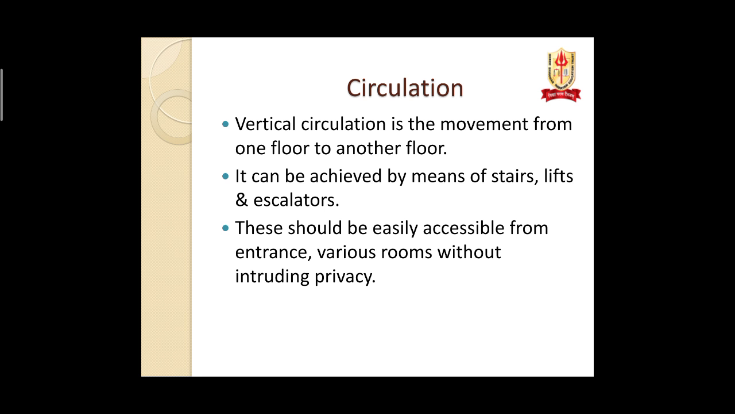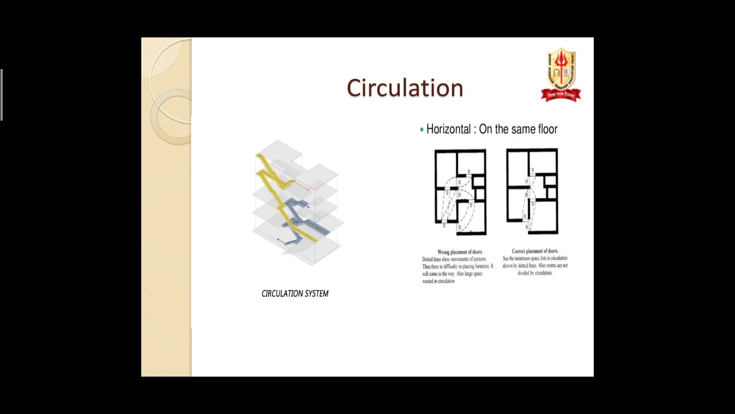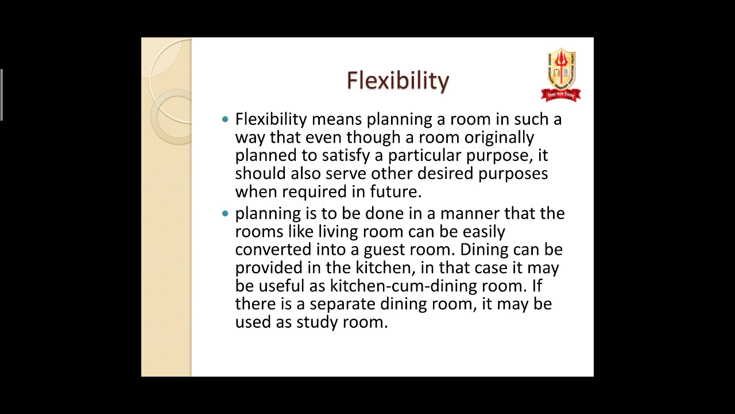Like this, there are two types of circulation, horizontal and vertical. Vertical circulation means you are coming from one floor to another floor, either by a staircase or by a lift. Like this, vertical circulation is achieved. Like this, you can see in the diagram, the first one is vertical circulation by staircase and everything, and the second one is horizontal circulation by simply placing doors.